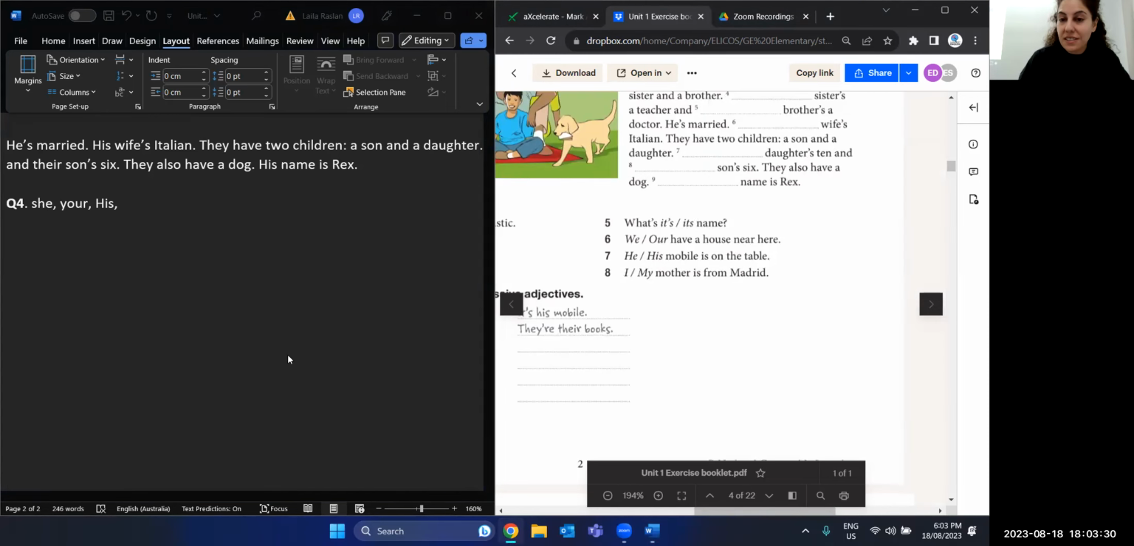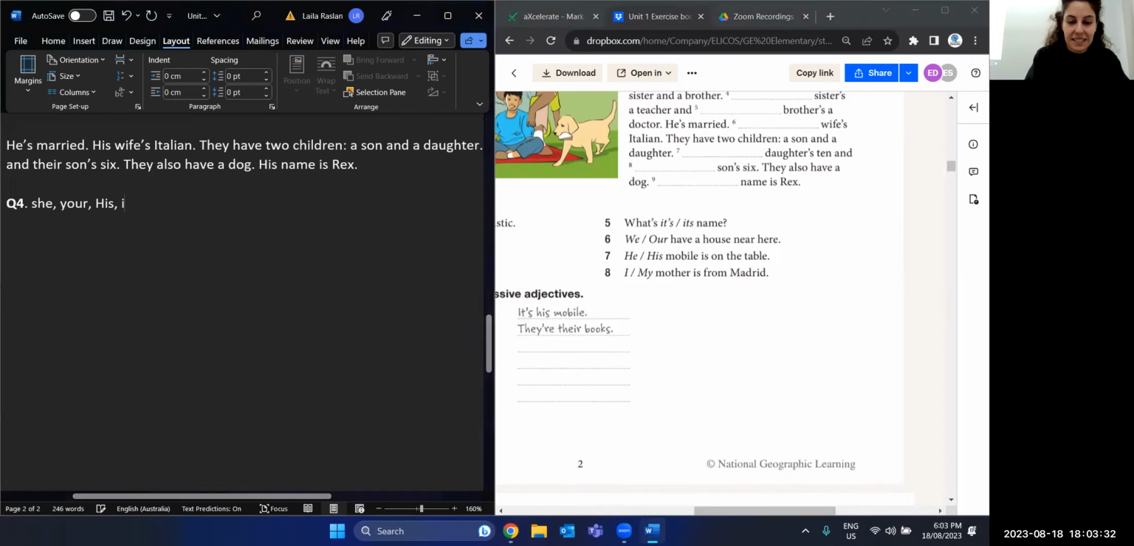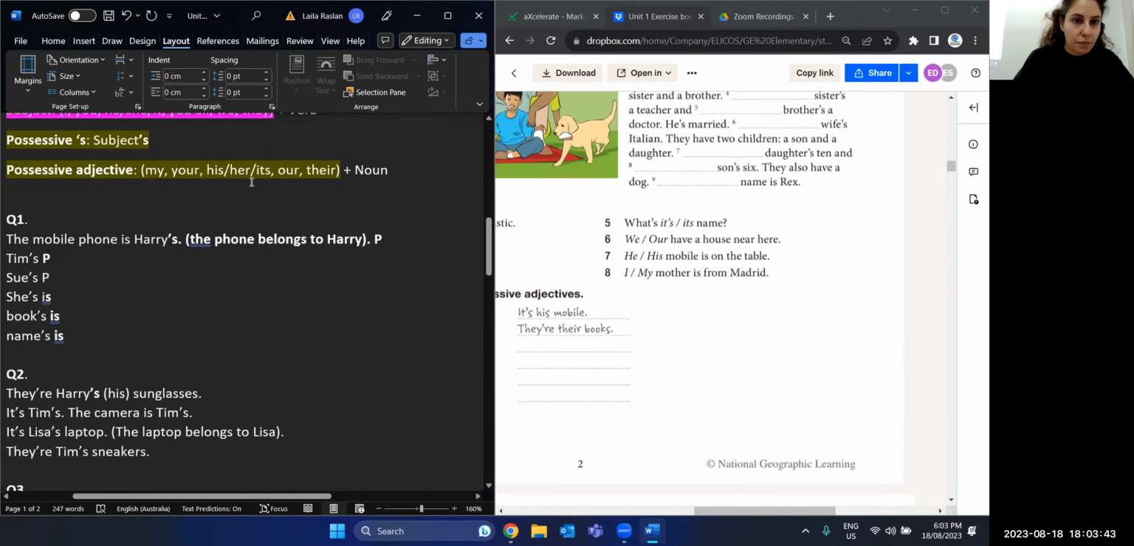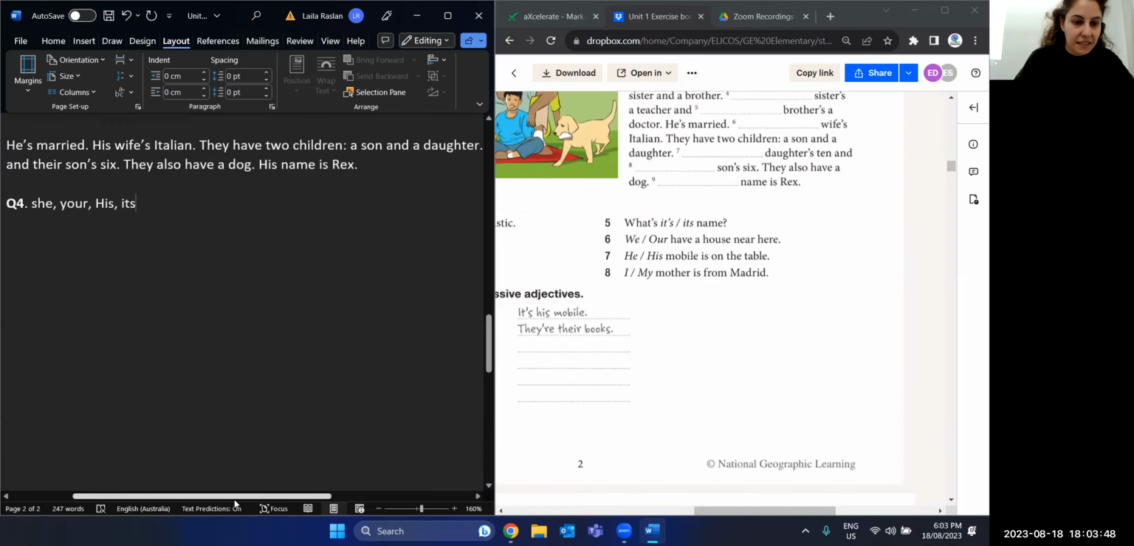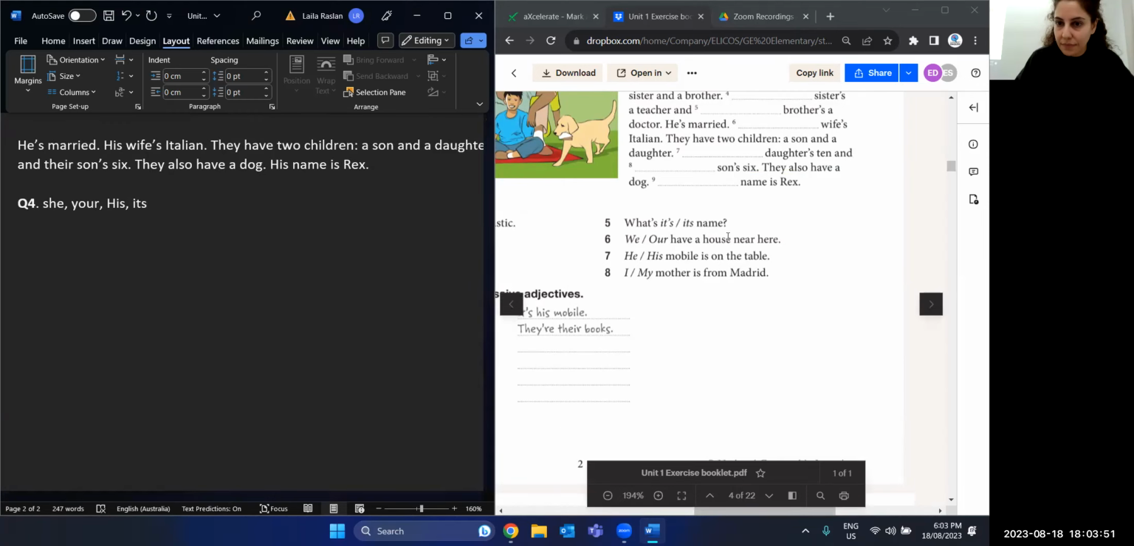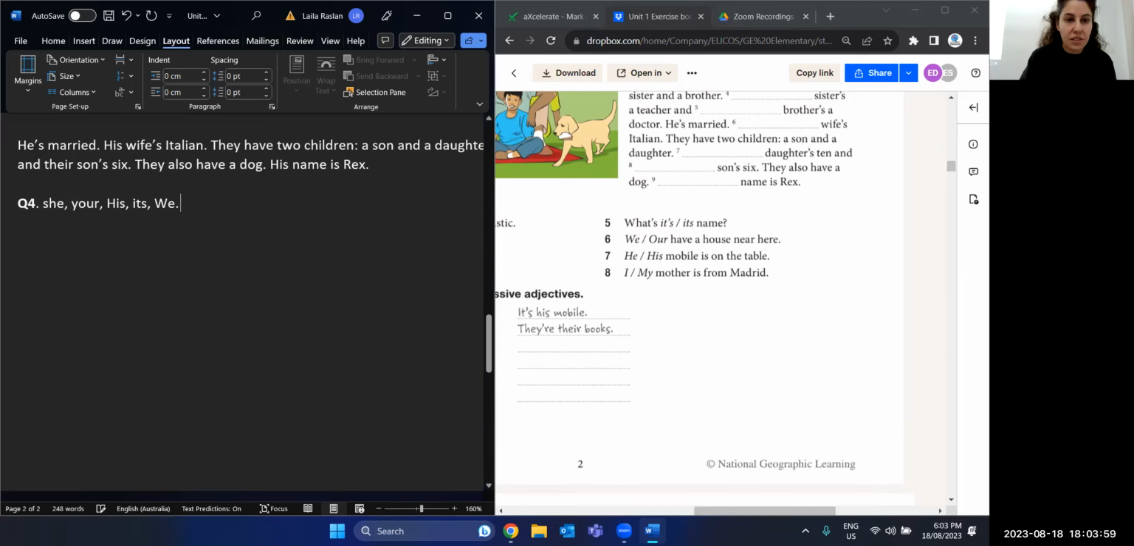5, what's its? This it's. No, yeah, what's its name? 6, we, because have is a verb, so we need the subject, the normal subject. We have a house near here. We.